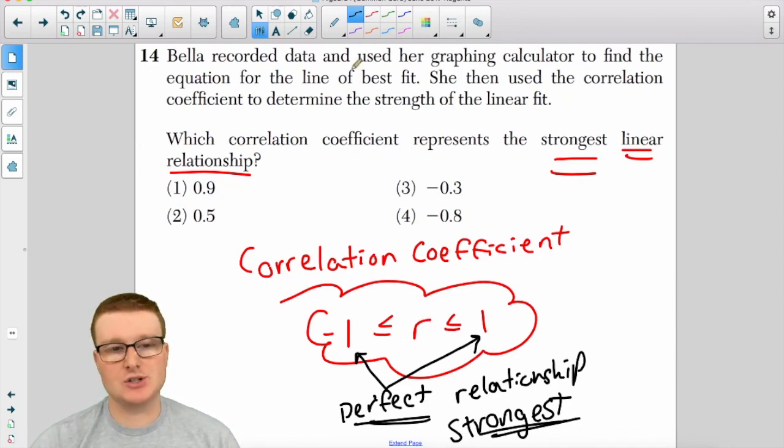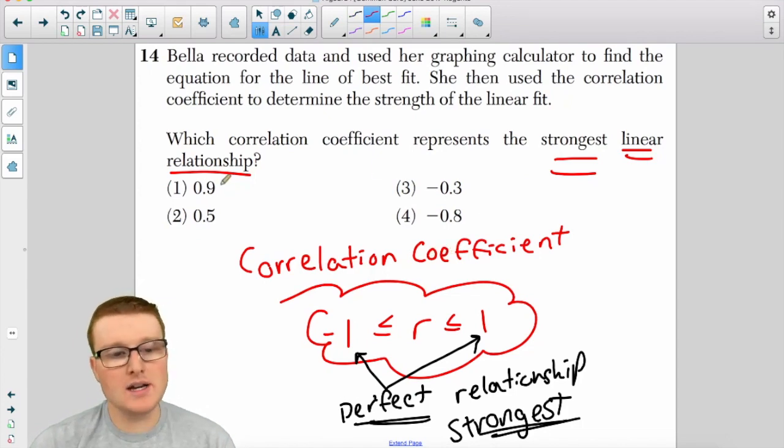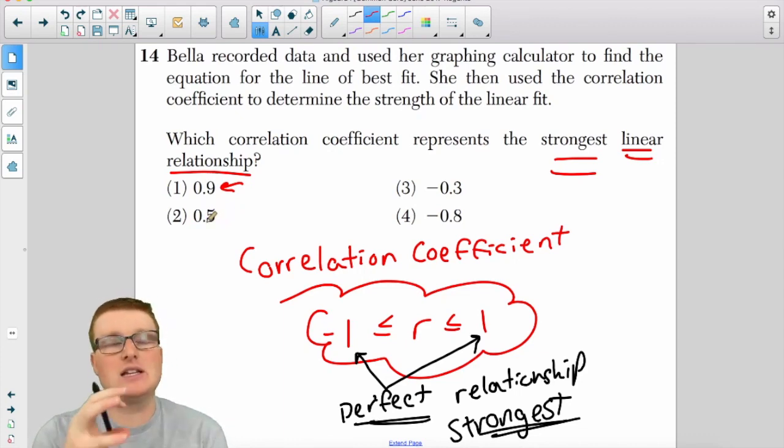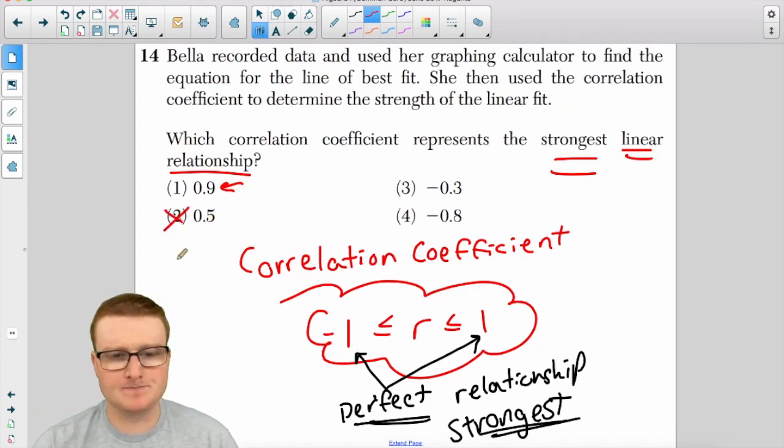So now let's look at our answers. We have 0.9, 0.5, -0.3, and -0.8. Okay. 0.9 is pretty darn strong. So let's keep that in the running. 0.5 is not as strong as 0.9. This is actually a moderate relationship. You can see a trend, but it's moderate. It's not that strong, so choice 2 can't work.